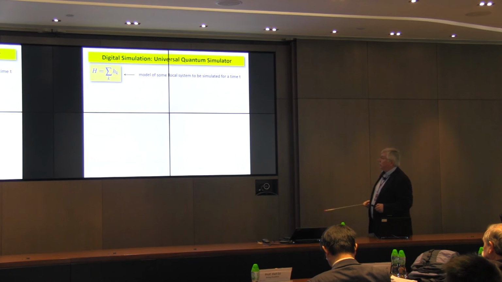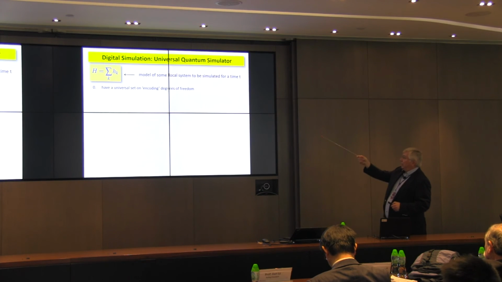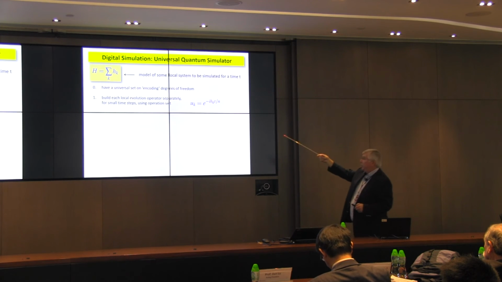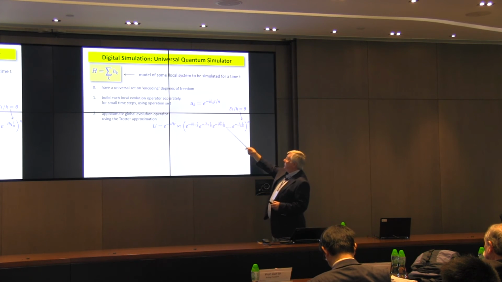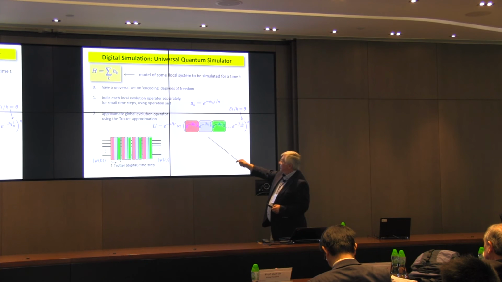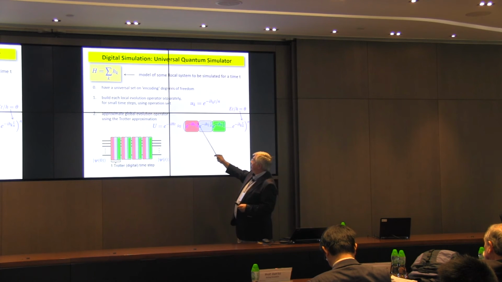Let me just show you how this works in a pictorial way. So we just take this sequence again of the more complicated Hamiltonian. We build each unitary from the pieces. Then we approximate this by the so-called Trotter-Suzuki approximation. And in a pictorial way, this really means we just apply this for a certain time slice, the next one for a certain time slice, and so forth.